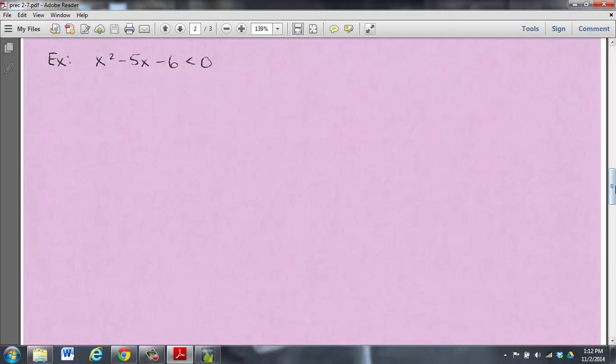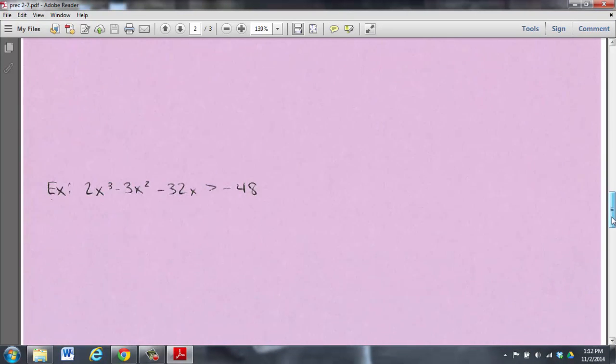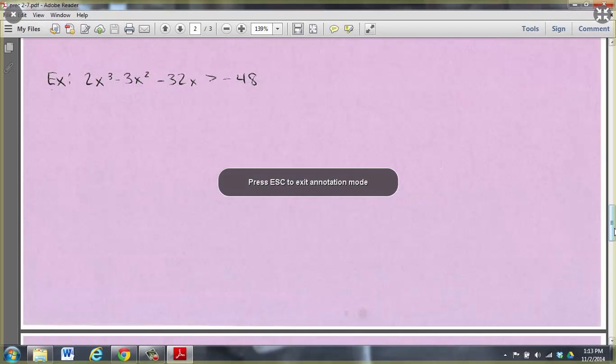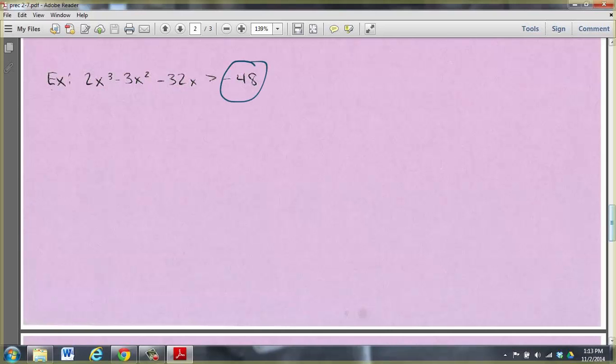Moving on, let's try another one. Pause it, try it. You may begin now. Alright, so if you notice this one, I want to factor it, but I got this thing hanging out all by itself on the right hand side. I got to bring that over. So I'm going to have 2x to the third minus 3x squared minus 32x plus 48 greater than 0.